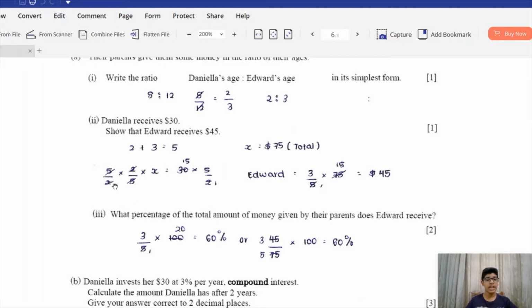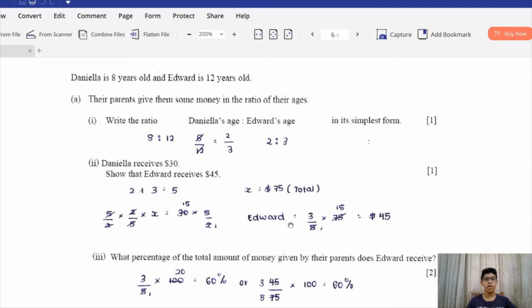So multiplying both sides by 5 over 2, we get that X is equal to $75. This is the total amount their parents had given them. Now we want to find Edward's share. There are two ways we can go about this. We can say $30 plus Edward's share should equal 75, which means Edward's share is 75 minus 30, or we could do what I did and take 3 over 5 multiplied by 75 and we should get $45. Any answer other than $45 means you have some error in your calculation. Just go recheck that.